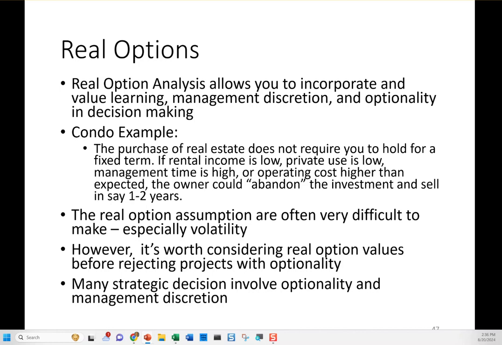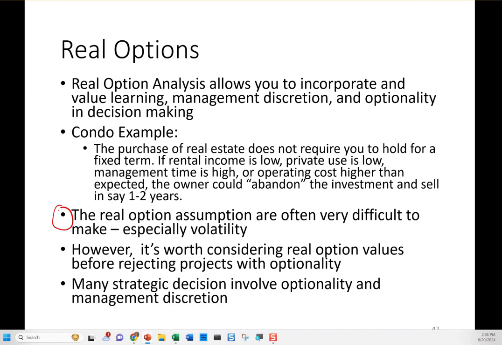So if you're getting the condo at a pretty good discount, say 605,000, and you think it might have been worth 7 or 8, after the first year, if the revenues aren't as good as you thought, maybe you can sell the condo and walk away. So you don't have to sit through the next 9 years of bad cash flows. Now, real options in practice are difficult to value because of the assumptions. And the big assumption is, what is the volatility of the cash flow?